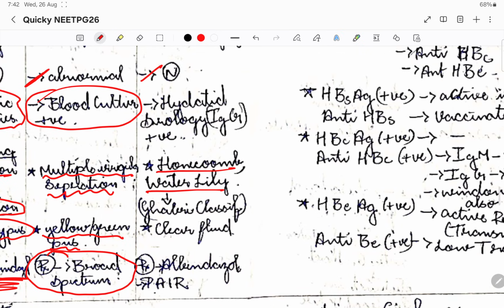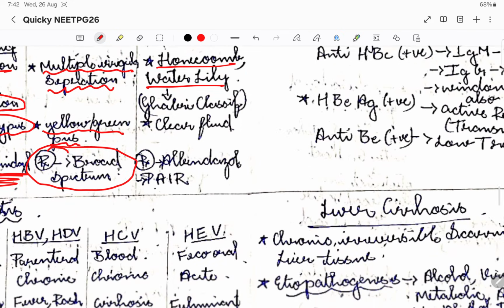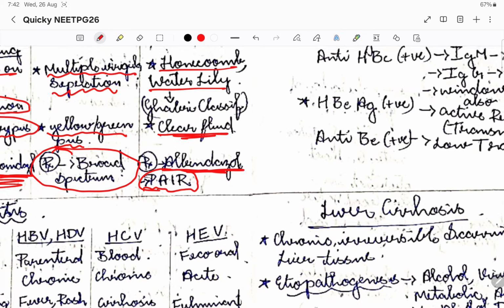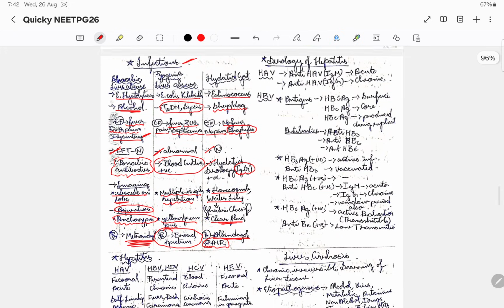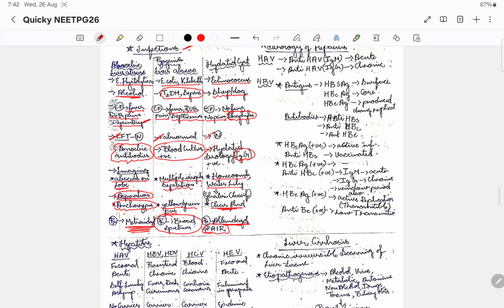If we do the investigations, there will be hydatid serology, that is IgG will be positive. This is a chronic infection, so that is why IgG will be positive. The aspiration will be a clear fluid. How do we manage it? By giving albendazole to kill the parasites, and then we do something known as the PAIR approach. So this is how we deal with all the three types of infections.